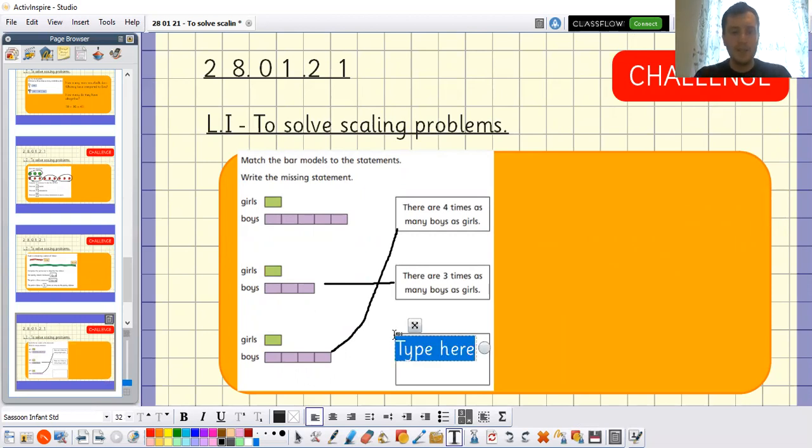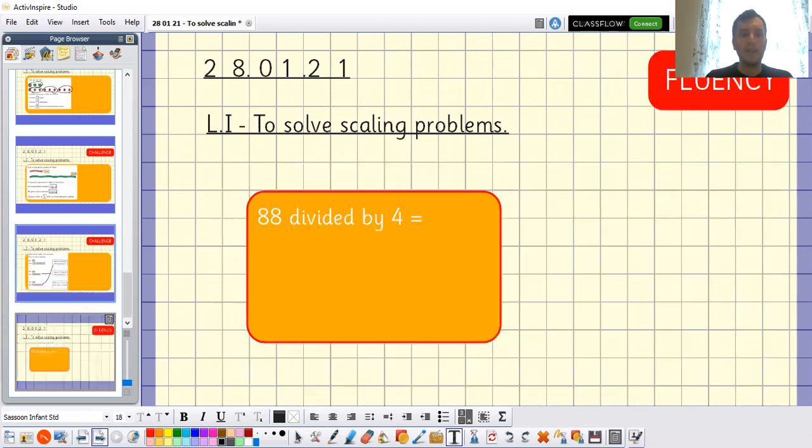For that one, I would say, and make it a bit smaller so I can fit it in, that there are 5 times as many boys as girls, because there are 5 blocks compared to the 1 block for the girls. So well done if you had a similar sentence to that one.